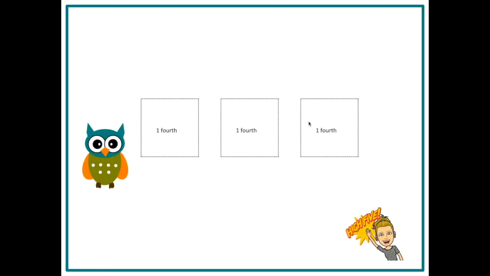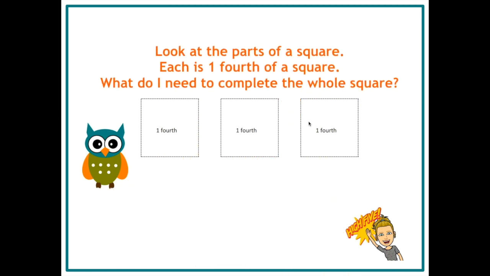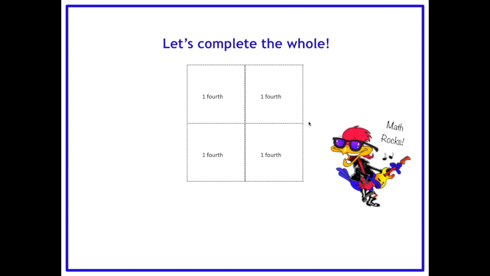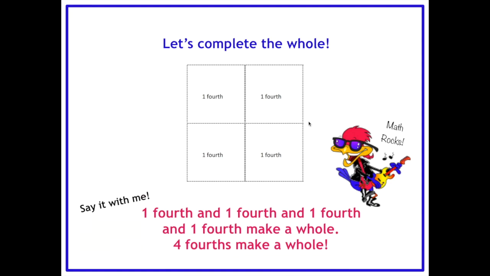So now look at my screen. I have 1/4, 1/4, and 1/4. Look at the parts of a square. Each is 1/4 of a square. What do I need to complete the whole square? Let's complete the whole. I have 1/4, another 1/4, another 1/4, and 1 more 4th. Now say it with me. 1/4 and 1/4 and 1/4 and 1/4 make a whole. 4/4 make a whole. Great work, boys and girls.